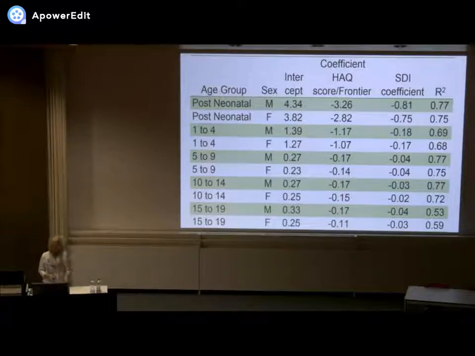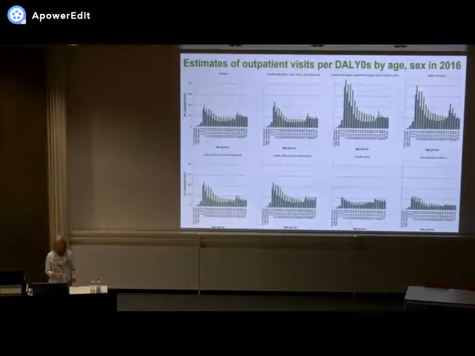And you can also see that the coefficients are negative, the coefficients are statistically significant for all of these, and that they are larger for early childhood than for older children and adolescents, but then the coefficients start to increase again in middle age, where the health system has a larger effect on DALYs per capita.